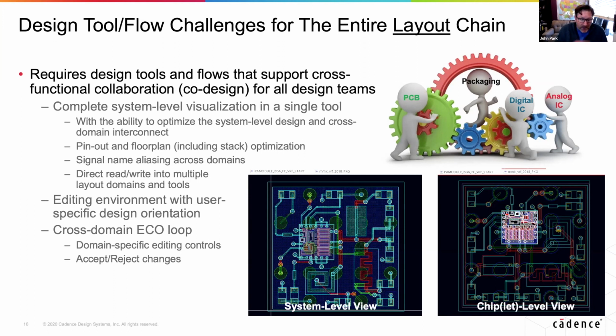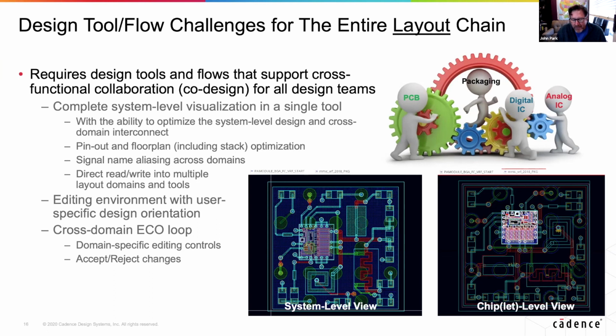One example of that is the picture on the bottom there. This is just showing something real simple, but this is the way the next design tools, next design flows need to look. And so you need to have different views.